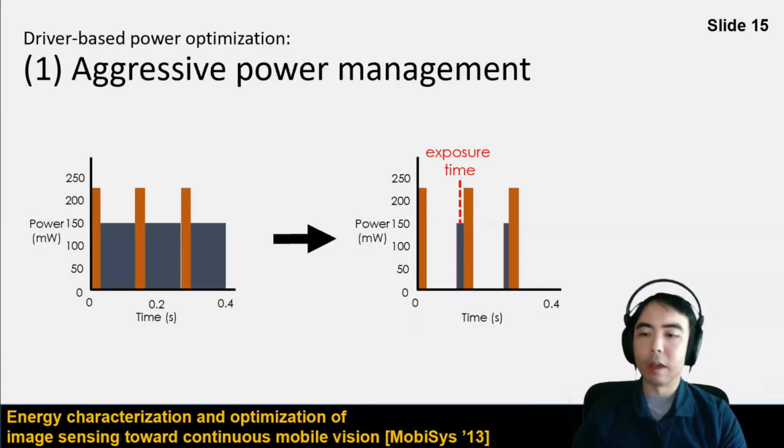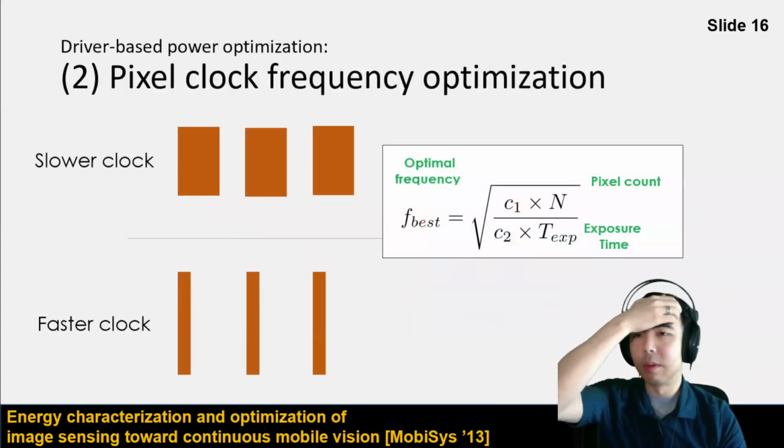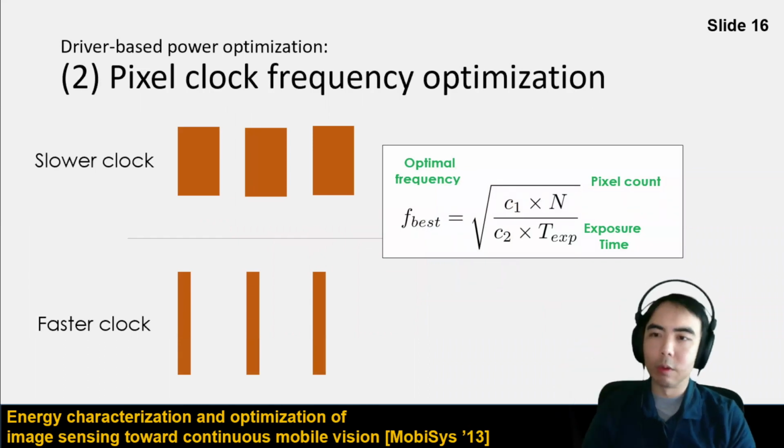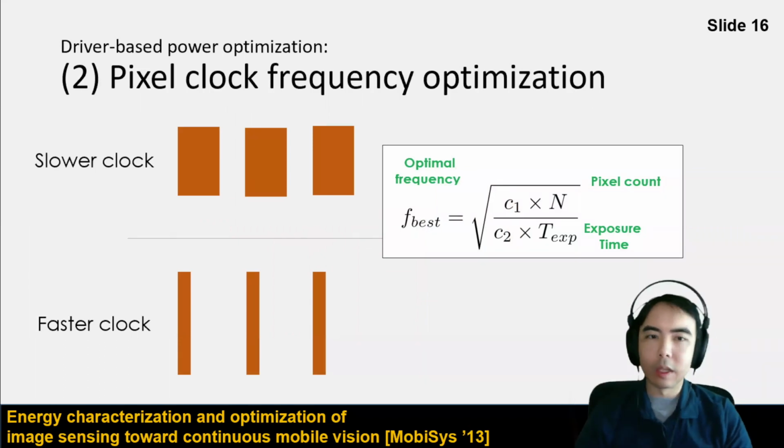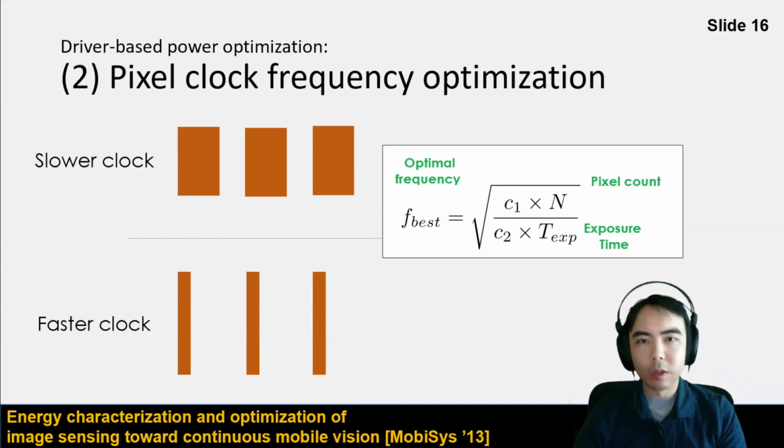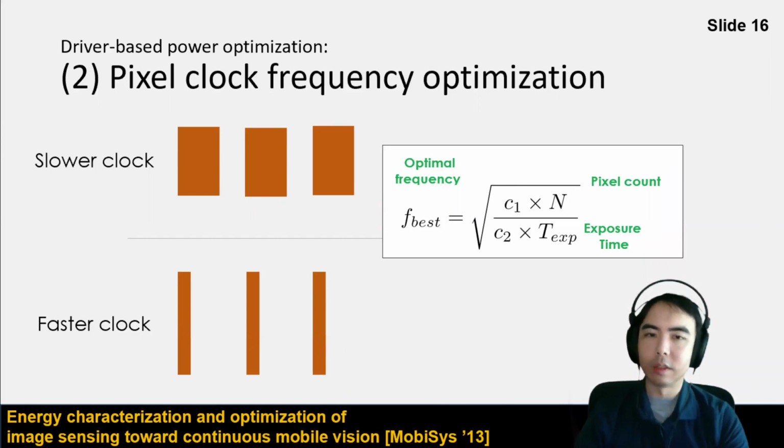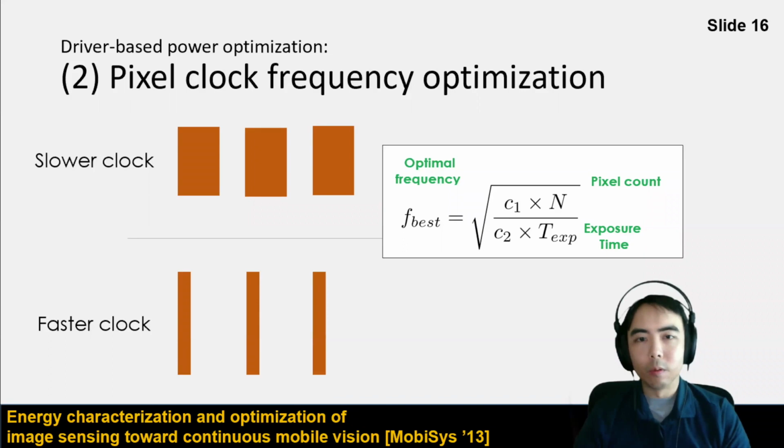What it ends up being extremely useful with, though, is also being paired with pixel clock frequency optimization. Because when you're only dealing with that orange active power region, then you can do something that's been well explored in the computing domain, which is frequency optimization. We've heard of DVFS, dynamic voltage frequency scaling. Similar techniques can apply to image sensors as well. When you operate with a slower clock, it takes longer to read out the pixels, but it does reduce the active power.